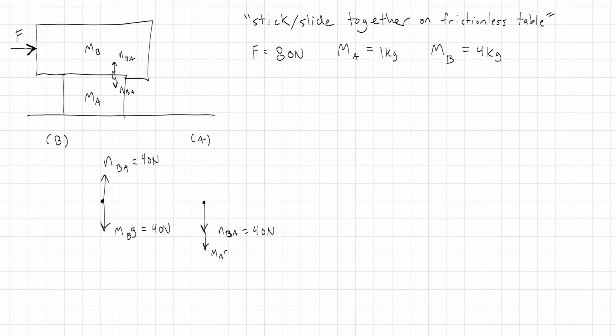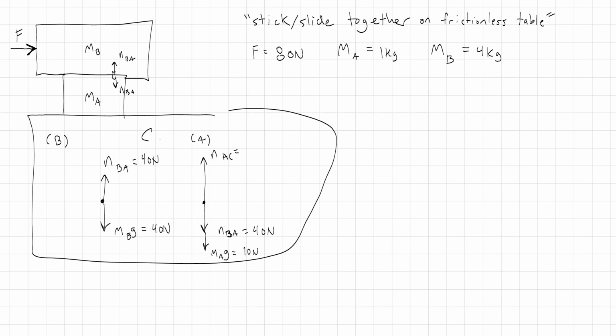Scale, ma times g, which again would be 1 times 10, so 10 newtons. And then there would be a combined normal force to support both of those, which I would call ma NAC, which is kind of a weird thing. I'm just pretending that the ground is another box that we're calling C.